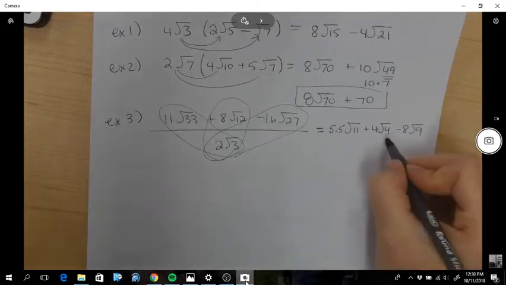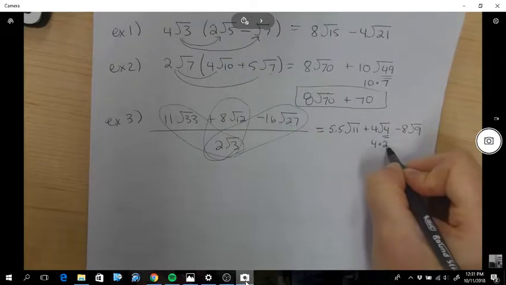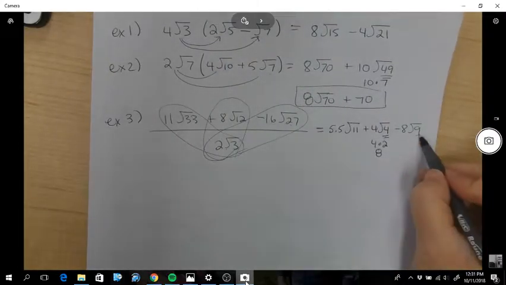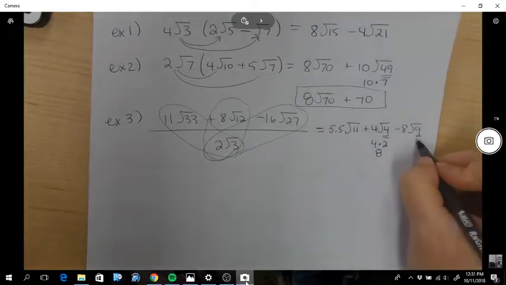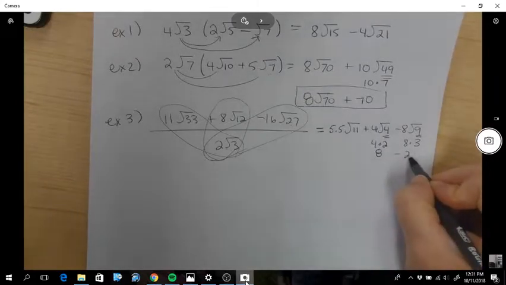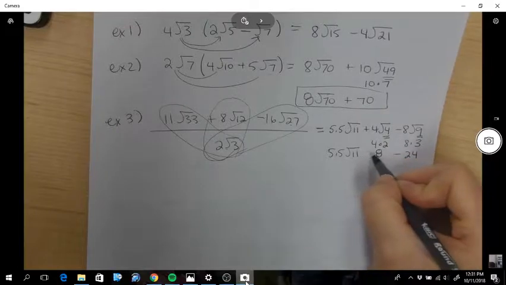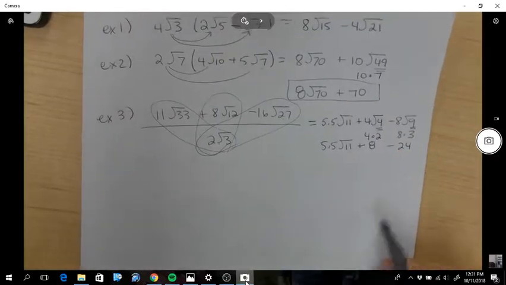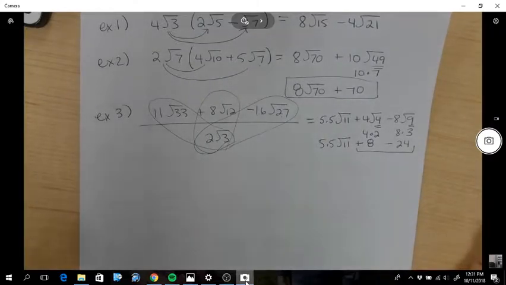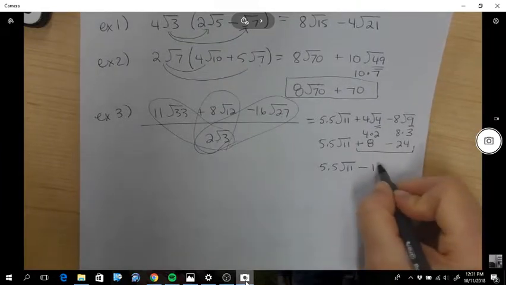So this root 4 I can change. So that would become a 2, and so that term would become an 8. This root 9 I could also change to be a 3. So that would be 8 times 3, so that would be a 24. So my final answer is now, because those are two constants, I can put them together. So 5.5 root 11 minus 16.